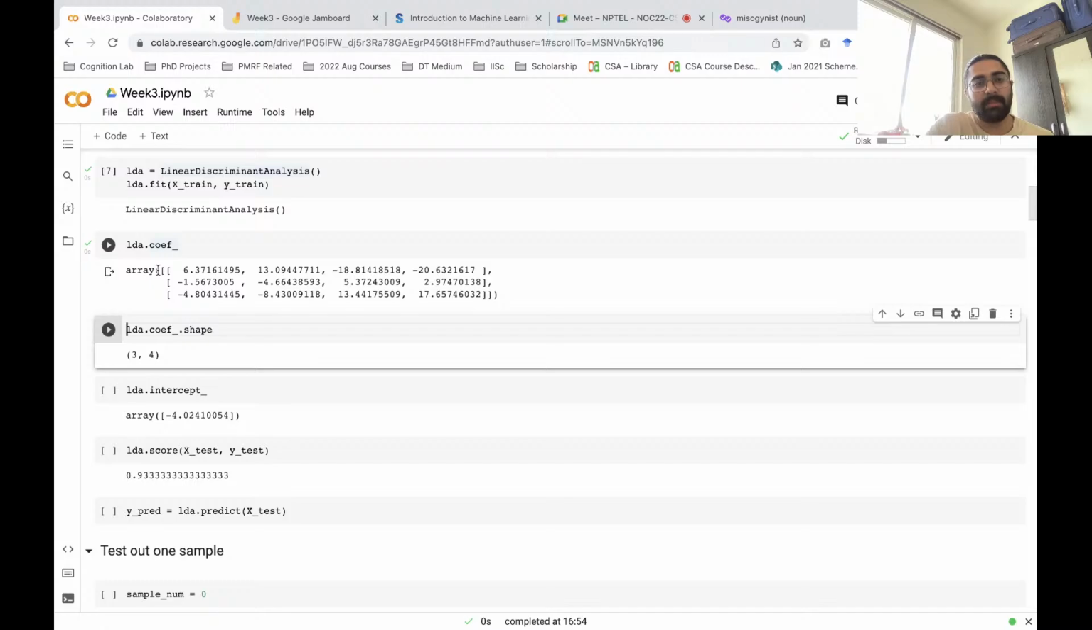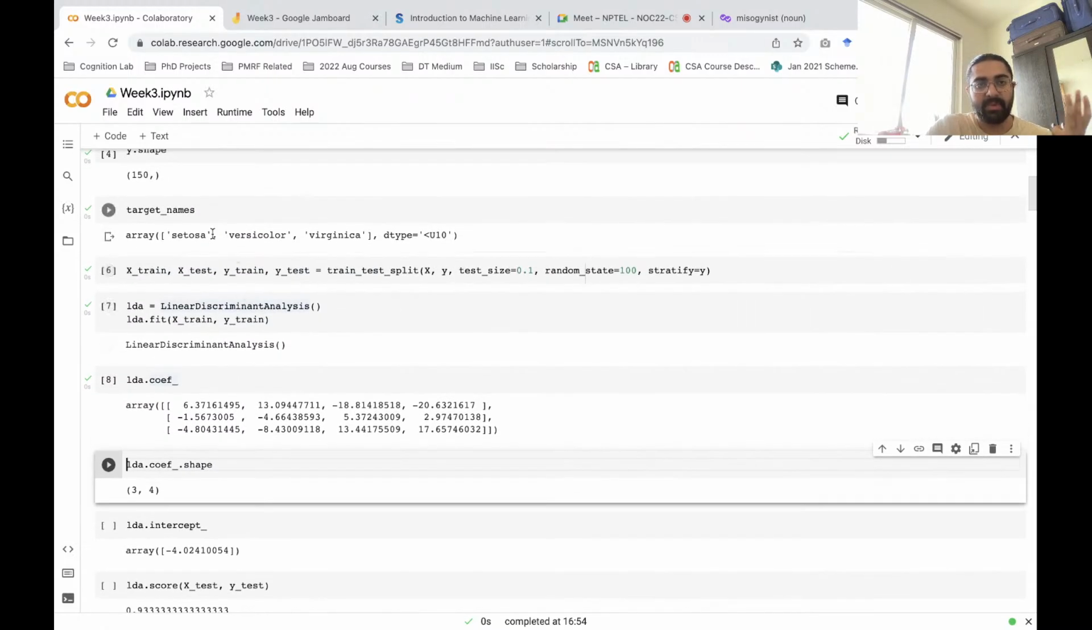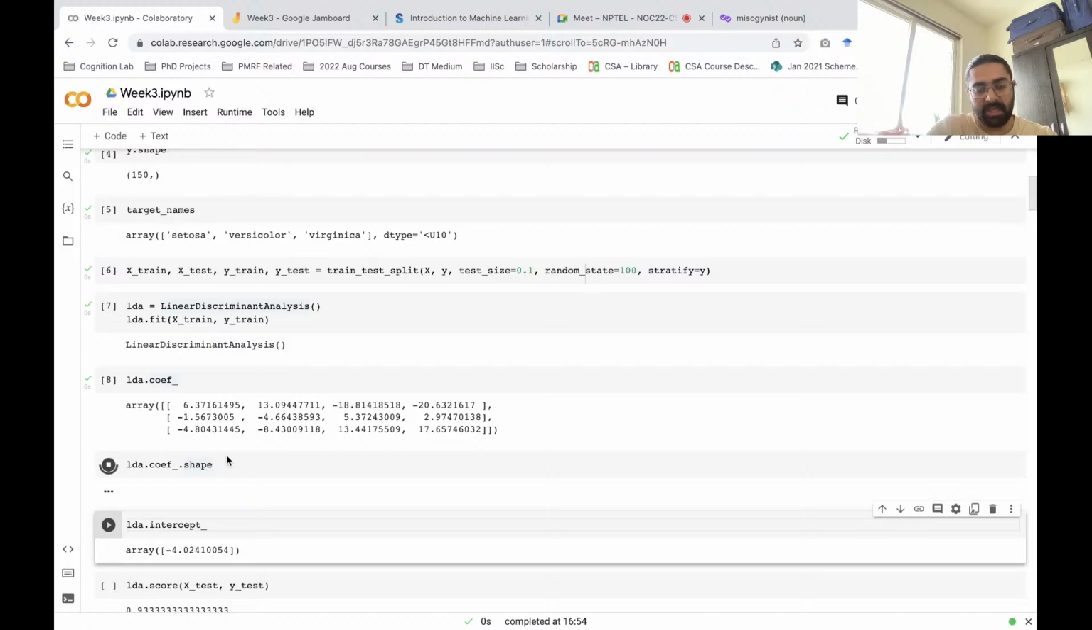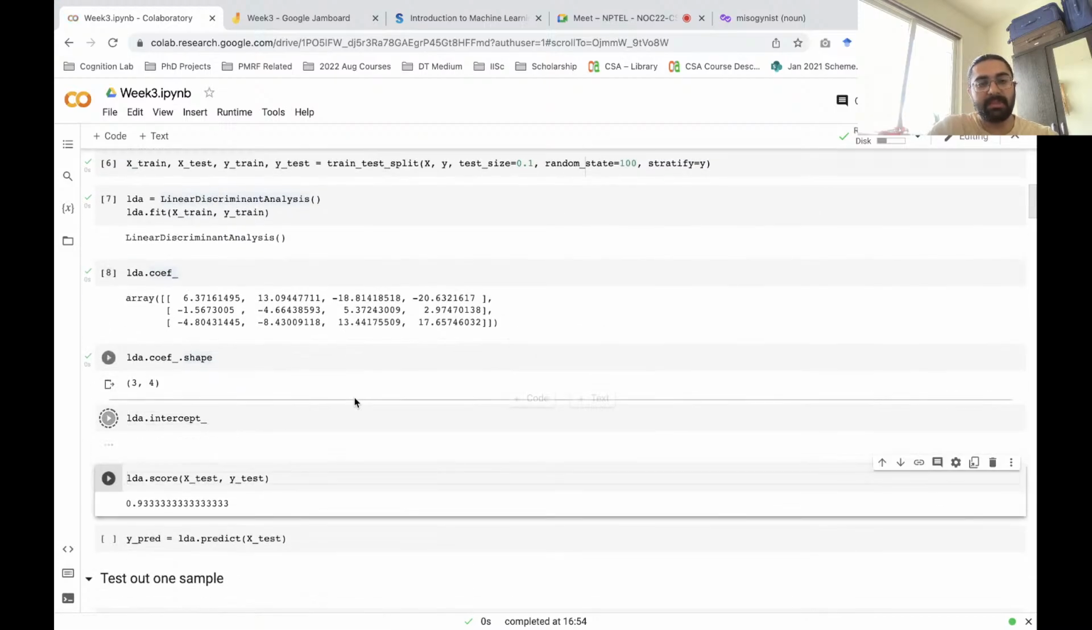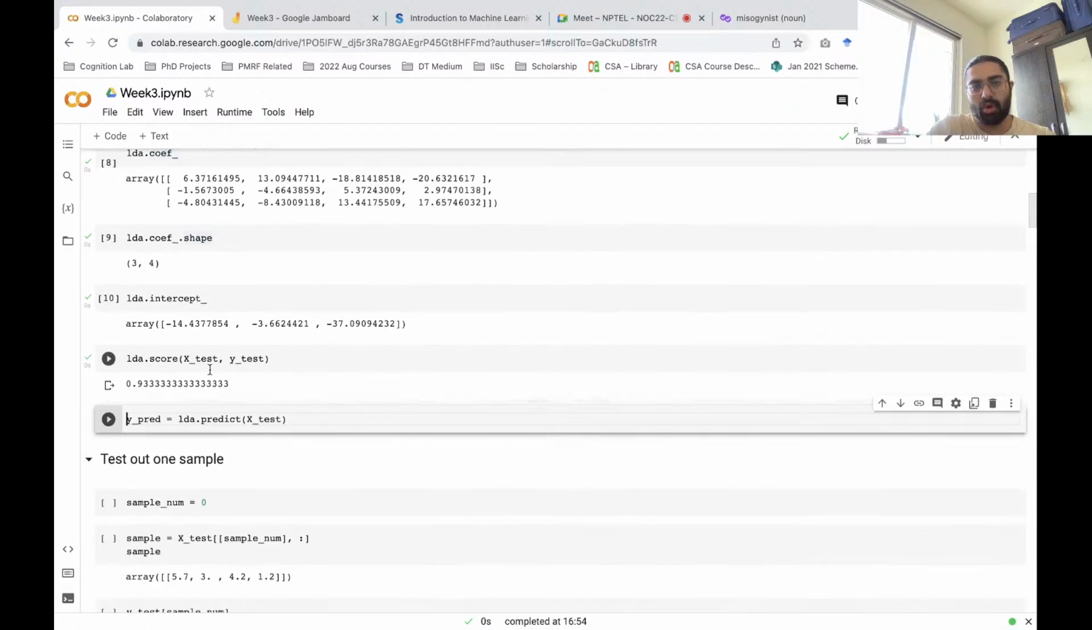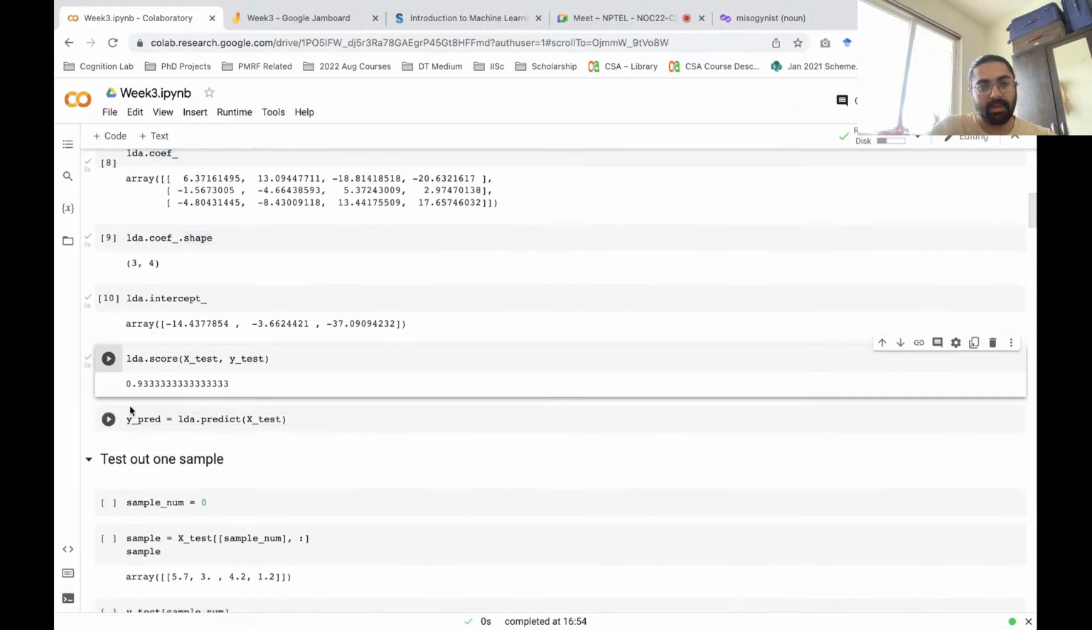If you see here, it's a 3 cross 4 matrix. 3 because you have 3 classes, right? So for each class you define the coefficients for your linear plane, and that is your 3 comma 4 shape. The intercept is going to be a 3-dimensional intercept, because you're defining one intercept per class. And then you get your score here. Score basically means the accuracy on the test set, 93.3%, which is good.